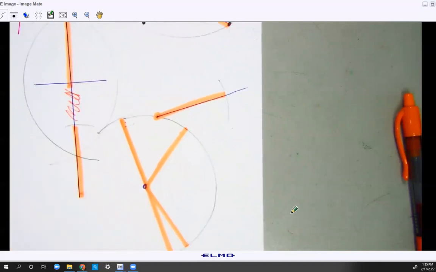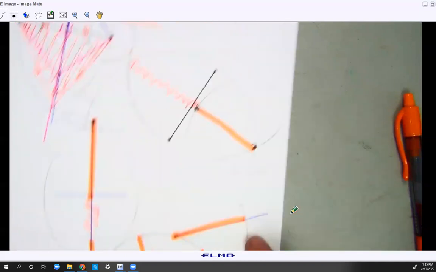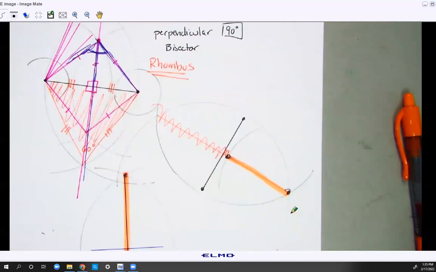These two constructions, copying a line and a perpendicular bisector, are the basis for every construction that we do.